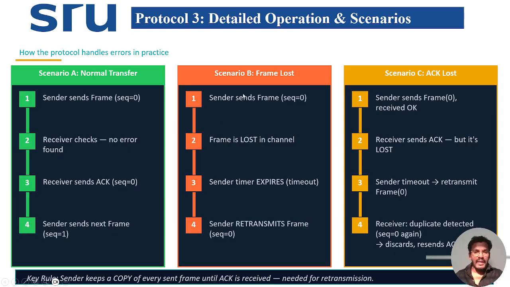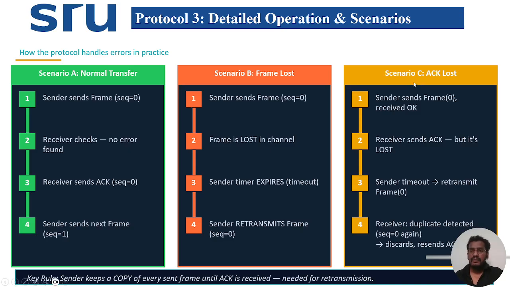Then scenario B, a frame lost. In case of data loss, the sender sends the frame with sequence 0. The frame is lost in the channel. The sender's timer experiences a timeout. The sender retransmits the frame with sequence number 0, and within the particular time it should reach the receiver side. If a timeout or time delay occurs, the sender needs to resend the frame.